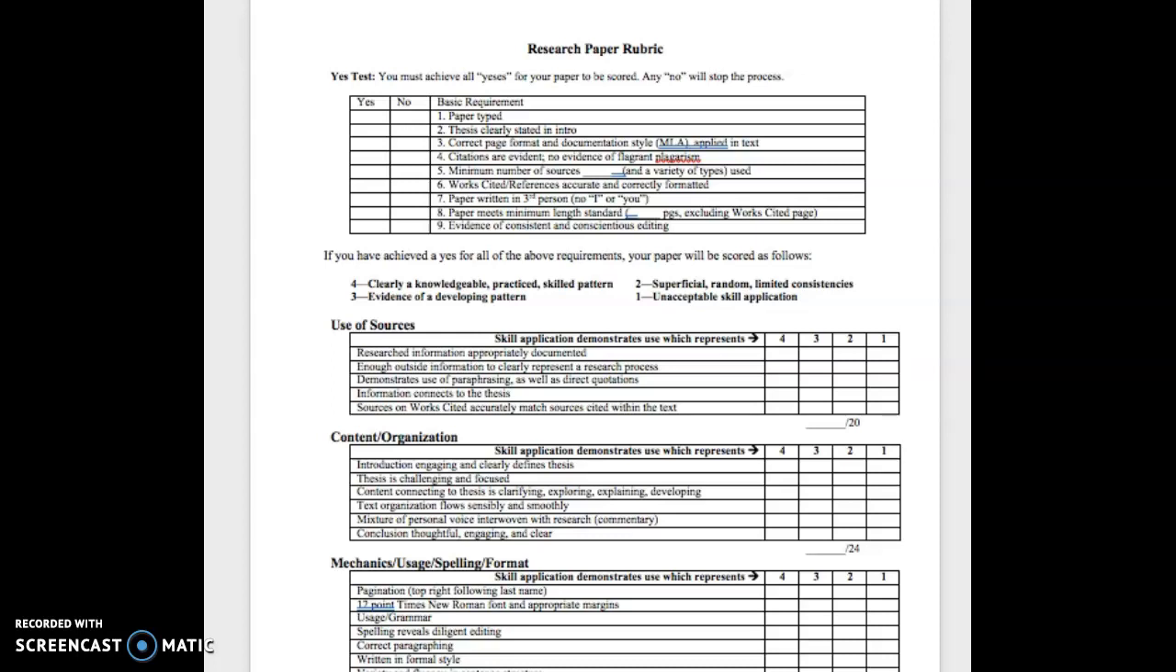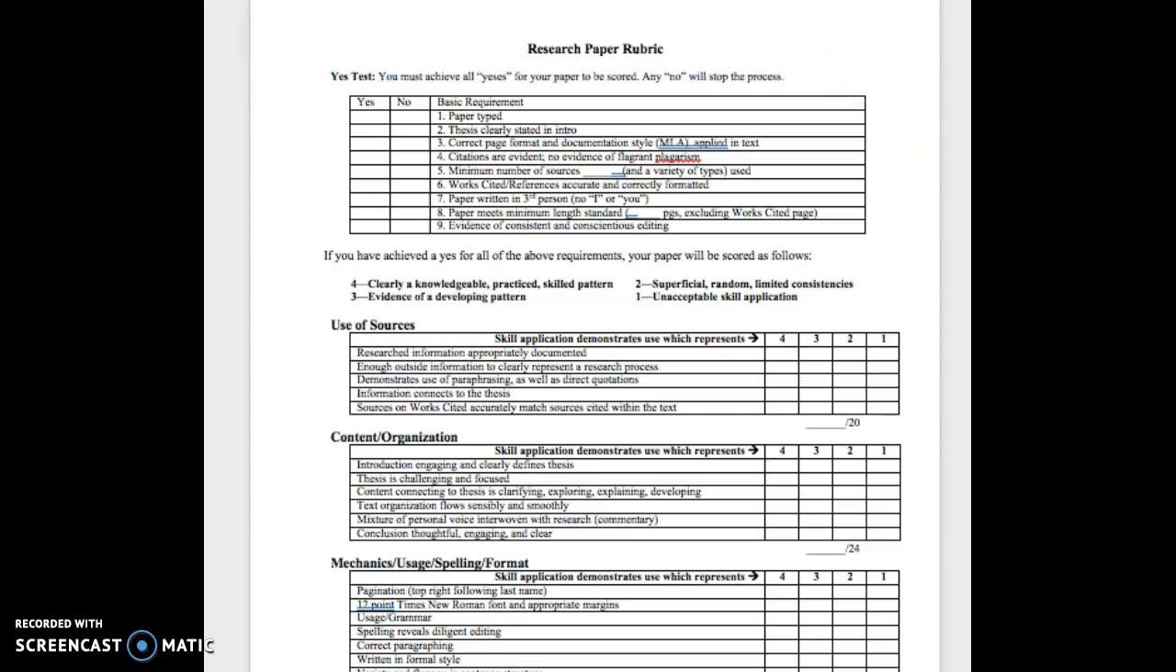All right, guys, so the research paper rubric has always been in the rubrics tab in Blackboard, but you haven't needed it until this point, so I just wanted to make sure that everybody was clear on what was going on with this. So this is the biggest deal right here, the yes test. You must achieve all yeses for your paper to be scored.